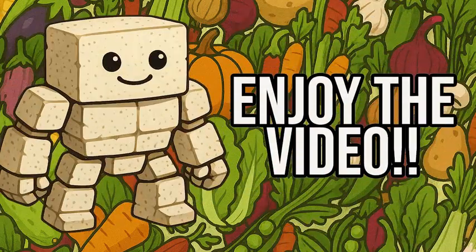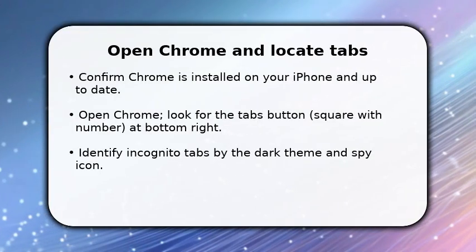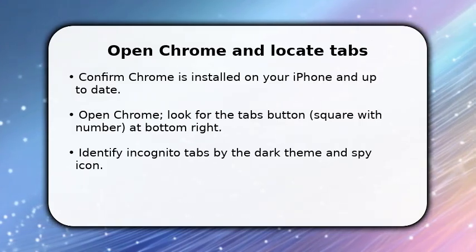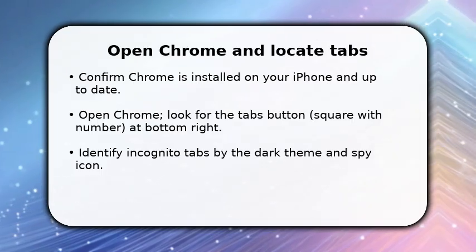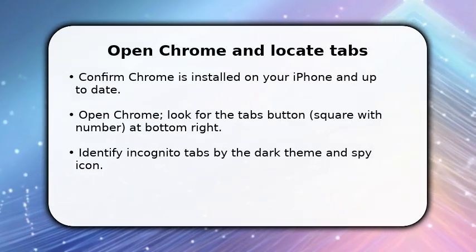Please enjoy the video. You begin by opening Chrome and checking that the app is up to date. This avoids UI differences. Once done, tap the Tabs button at the bottom right. It shows a number inside a square.